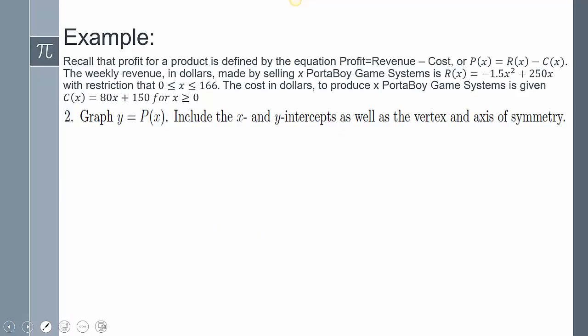Number 2, it says graph y equals P of x. We need to include x and y intercepts, the vertex, and the axis of symmetry. So let's find those x and y intercepts first, because that's going to be much easier to be able to graph once we do that.